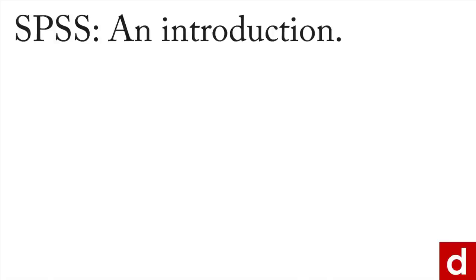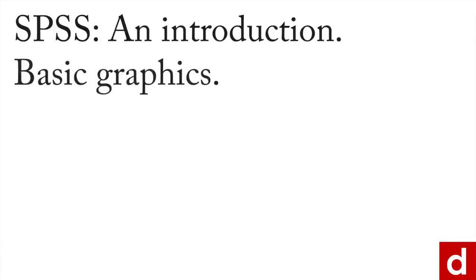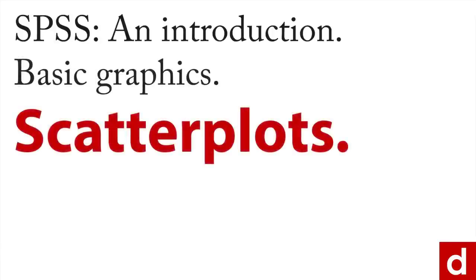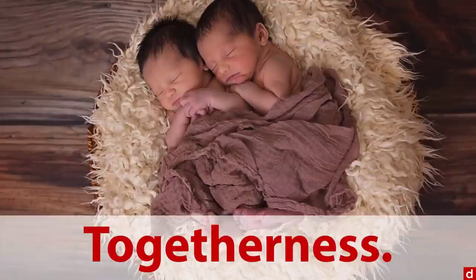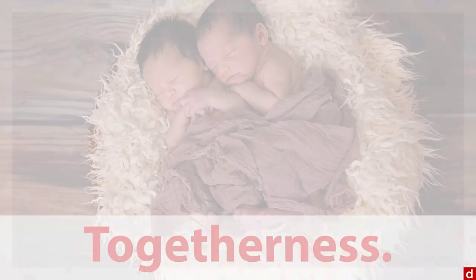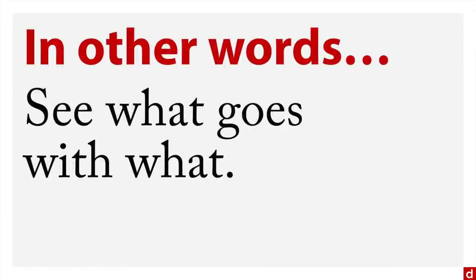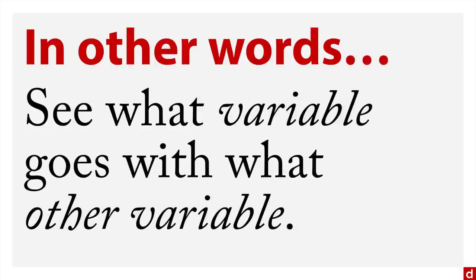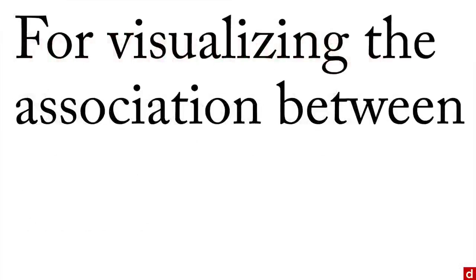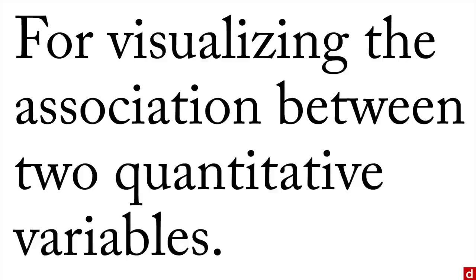As we continue SPSS and Introduction and Basic Graphics, we should look at scatter plots, a very common method of looking at associations, or as I like to think, as a way of assessing togetherness in data. In other words, you want to see what goes with what, or more specifically, what variable goes with what other variable. So scatter plots are a great way of visualizing the association between two quantitative variables.